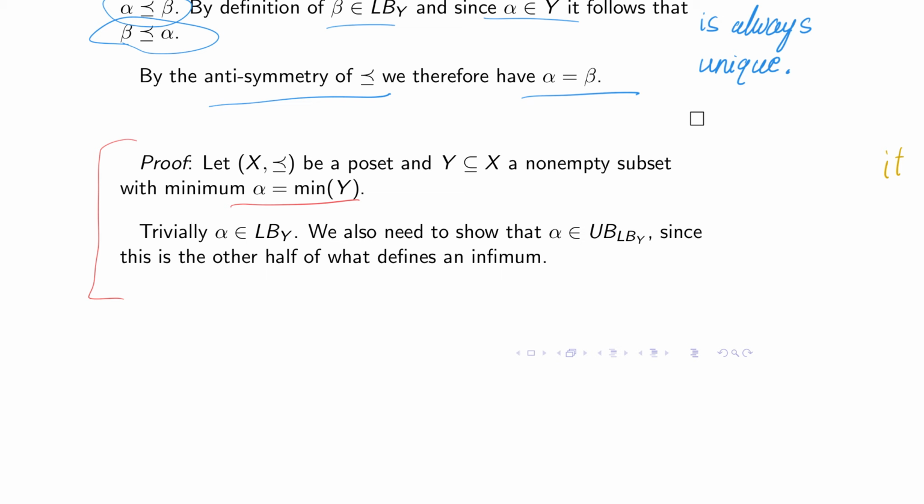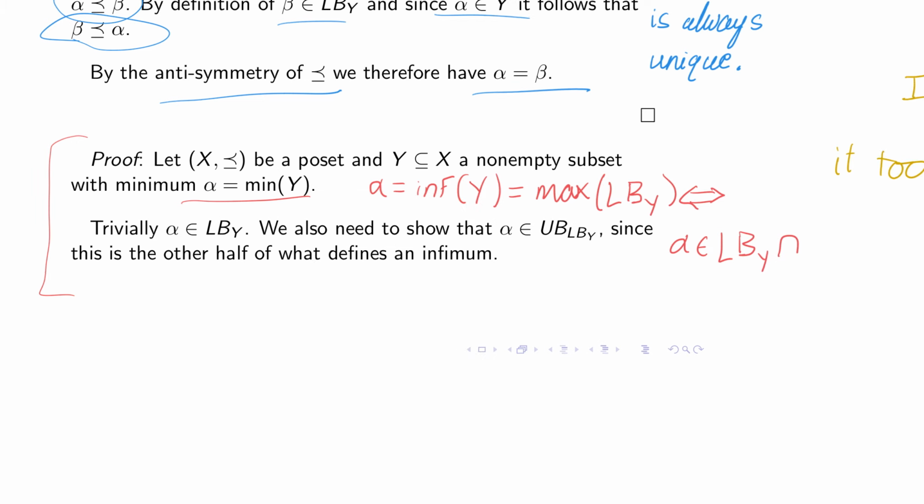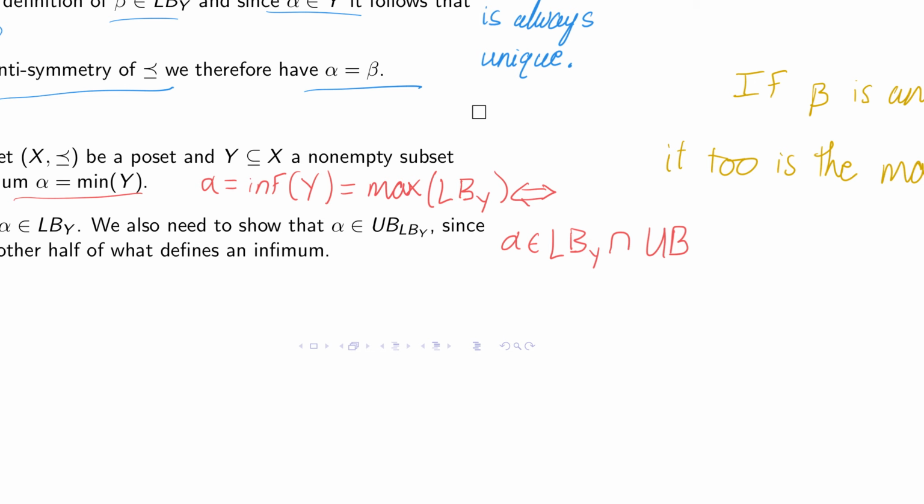To prove that alpha is the infimum of Y, keep in mind that alpha equals inf Y means, by definition, that it is the maximum over the set LBY. And let's recall what the maximum is. This holds by definition if and only if alpha is both an element of LBY and also is in the set of all upper bounds on LBY.